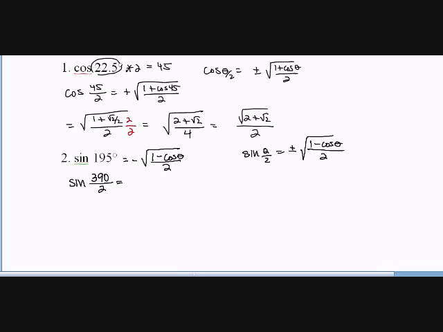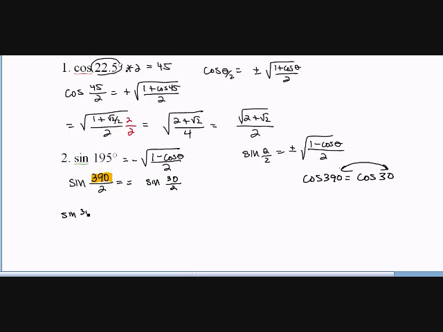The thing about 390 is equivalent. If I subtract off 360 from this, it's the same as 30 degrees over 2. So really I'm just going to use 30 as opposed to 390, because the cosine of 390 is going to be the same as the cosine of 30, because 30 and 390 are coterminal angles. So I'm not really dealing with 390, I'll deal with 30 instead.